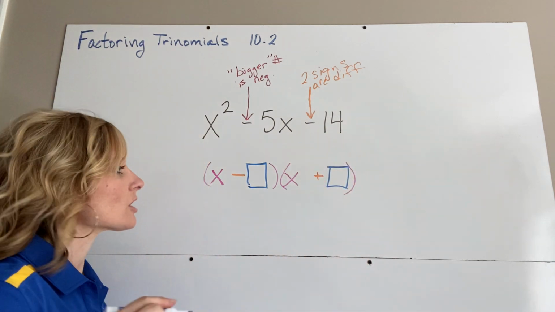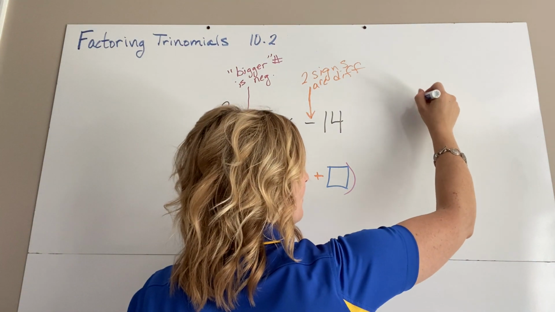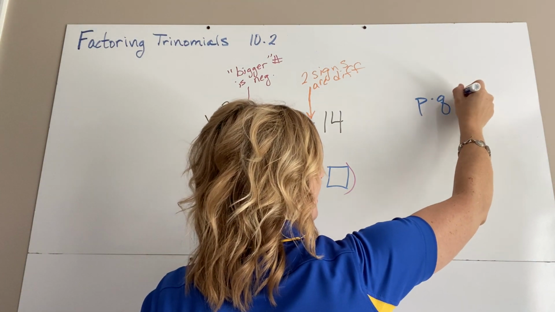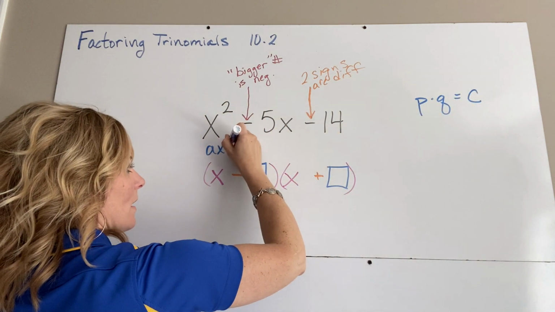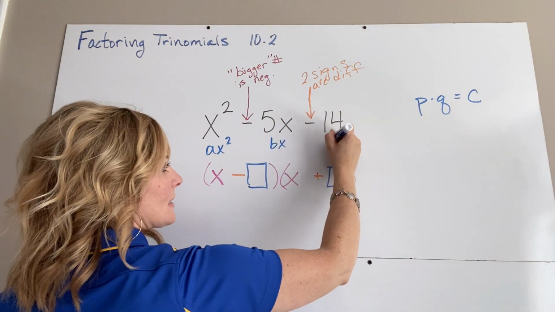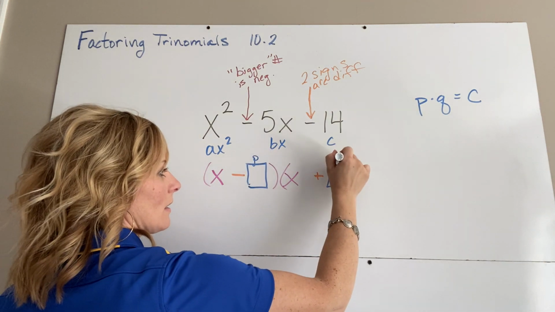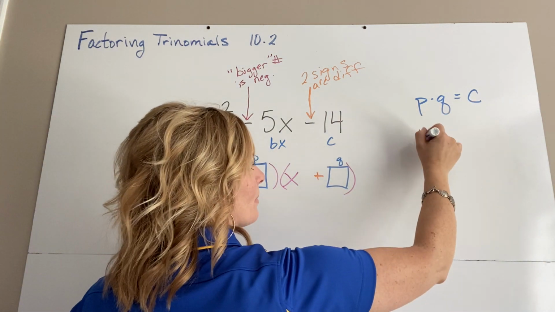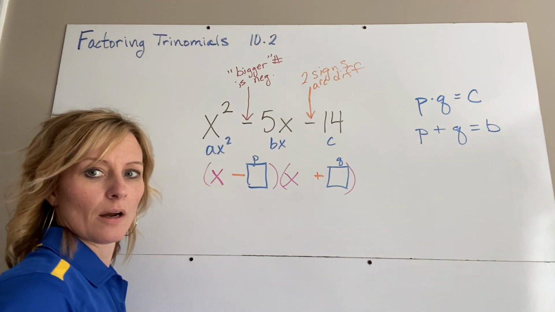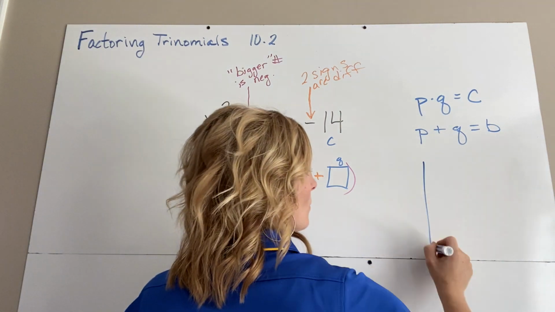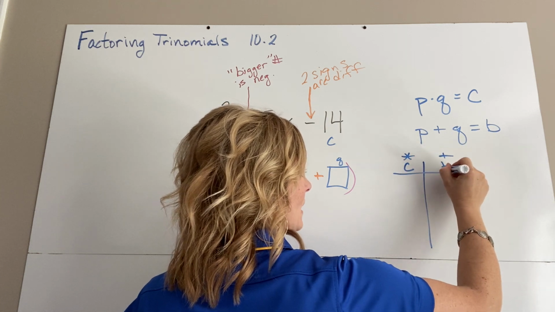Just like in the notes that you watched, I'm gonna keep referring to those. So we want to know if we have P times Q, that's gonna give us our C term. Remember, this is C. This is ax squared plus bx plus c, okay? So P times Q is gonna give us C, and P plus Q equals B, all right? So we can make our table. We're gonna say we multiply to get to C, and we add to get to B, right?